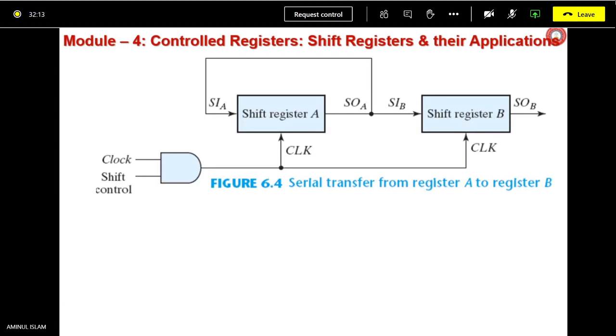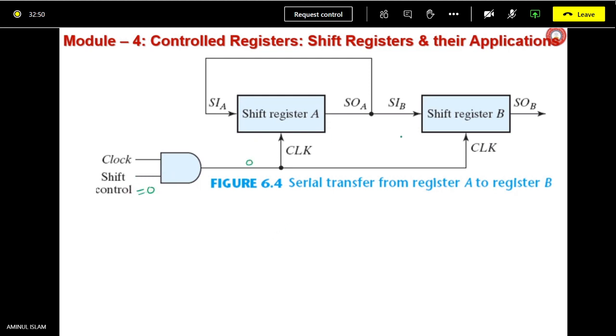Serial transfer from register to register, meaning from register A to register B. So this is what the setup is. Clock and shift control: you have to decide whether to shift or not. Shift control is gated here in an AND gate. If you don't want to shift, then shift control applies 0.